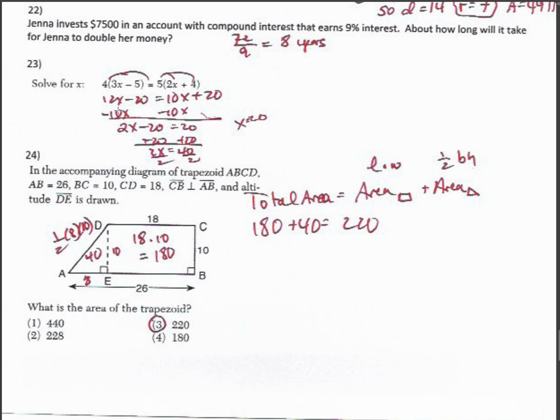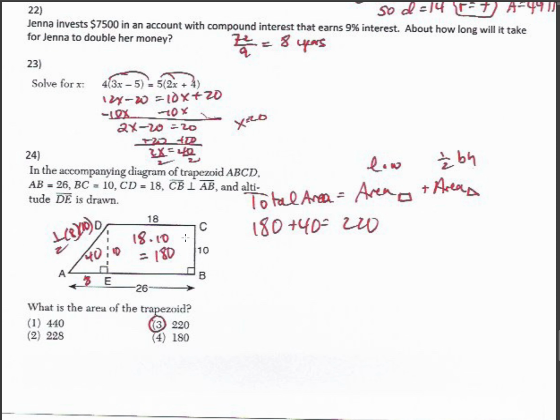Number 24. This time we have another figure, and we're asking for the area of this trapezoid. And I didn't teach you anything about formulas for areas of a trapezoid. So we're just going to figure it out without a formula, and that's easy enough, right? Because it's made up of a rectangle and a triangle. And we know the formula for the area of a rectangle is base times height or length times width. So 18 times 10 is 180.